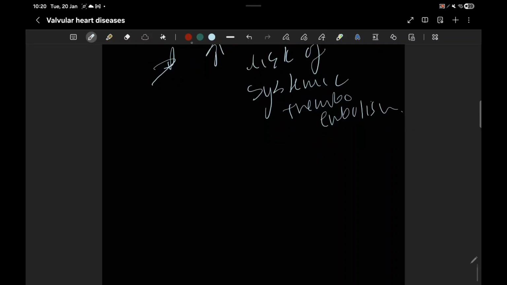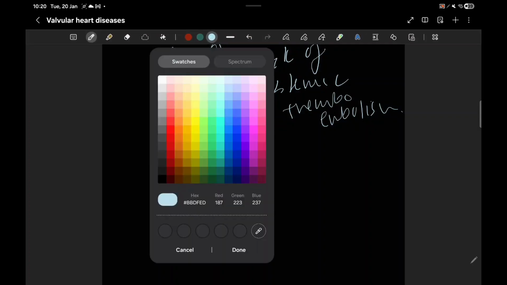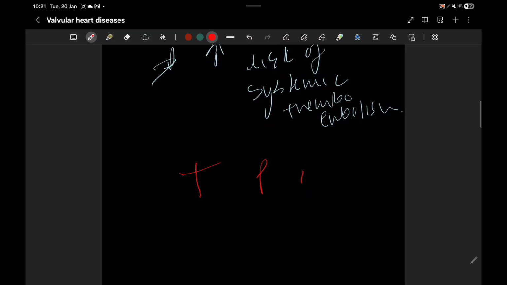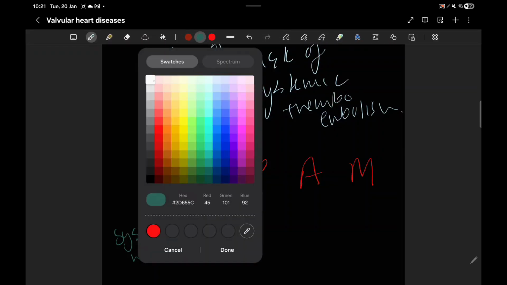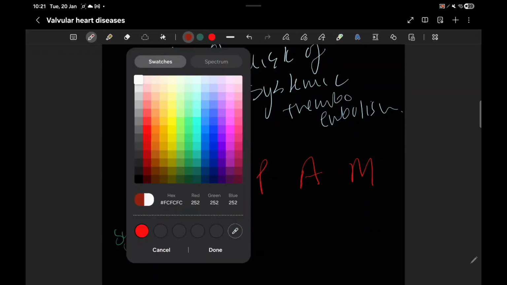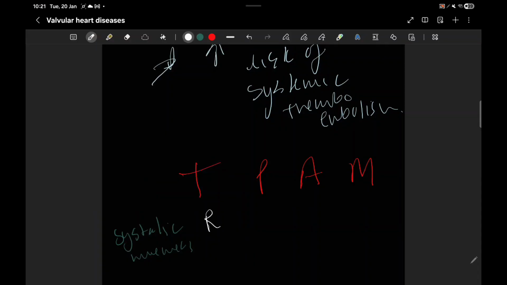So this is it, guys. How do we remember all this? I'll give you a mnemonic, easy to remember: TPAM. We have both diastolic and systolic murmurs, right? For systolic murmurs, you can say RSSR. The systolic murmurs are tricuspid regurgitation, pulmonic stenosis, aortic stenosis, and mitral regurgitation.